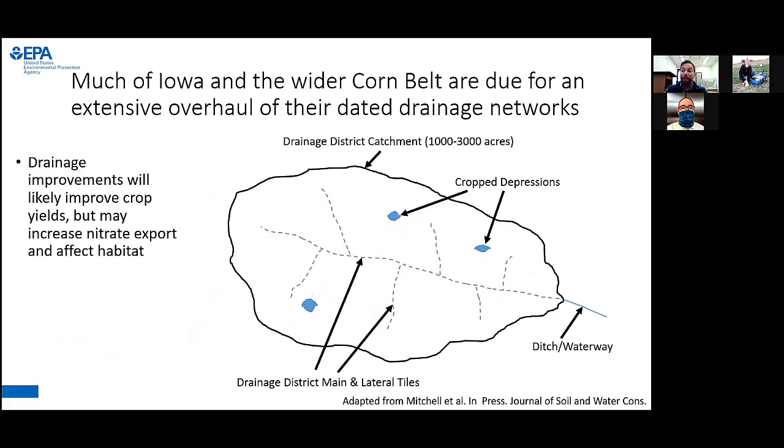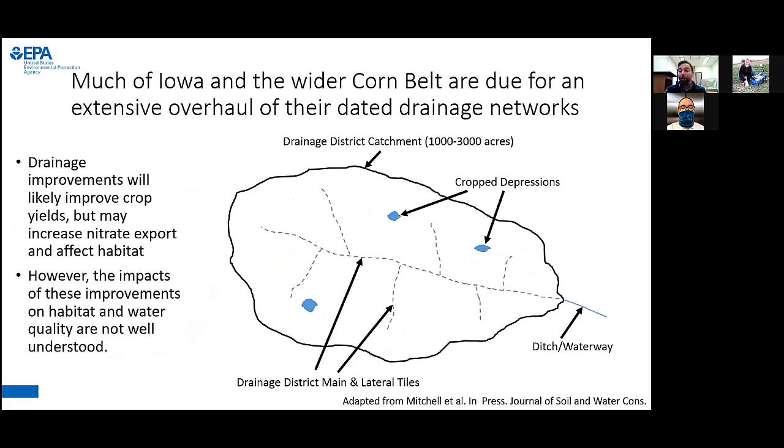Drainage improvements will likely reduce crop losses and therefore improve overall catchment yields, but may affect water quality leaving the catchment and wildlife habitat. However, the impacts of drainage improvements on water quality and habitat are not well understood.